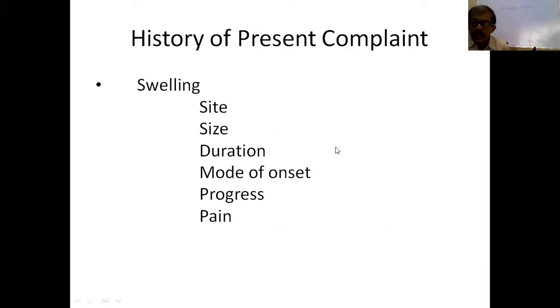So in thyroid, again, I would like you to ask in a set pattern. As the patient is mainly complaining of swelling, you have to ask the present history in five different headings. So what are those five different headings? I'll be telling you. So first thing is the swelling. This is the commonest symptom. So that is the first heading. So you have to ask everything about swelling.